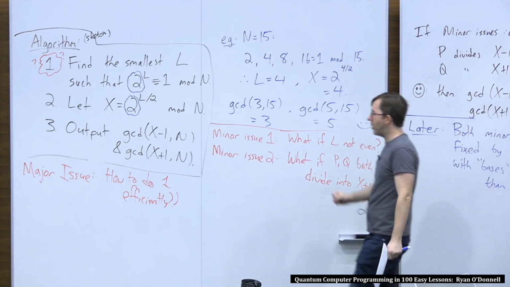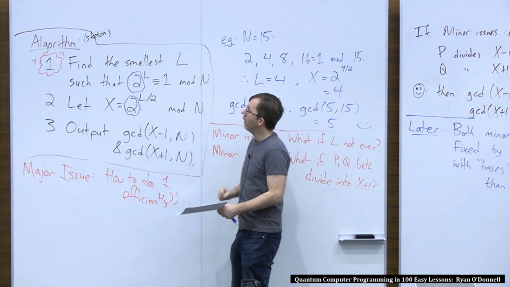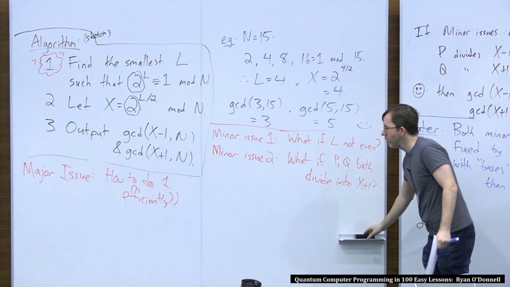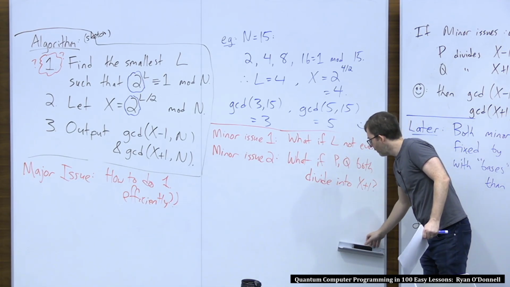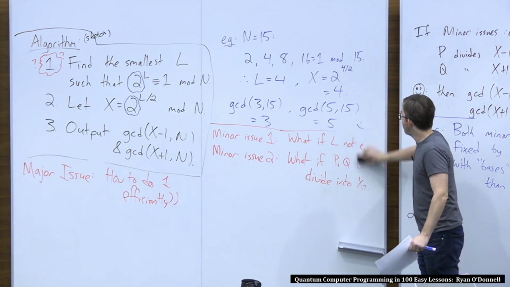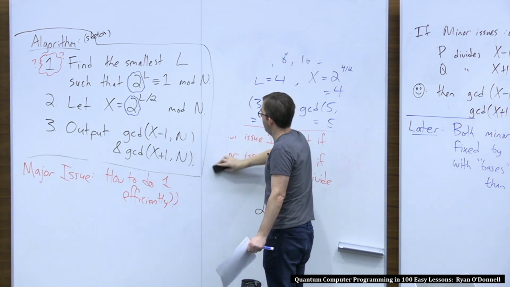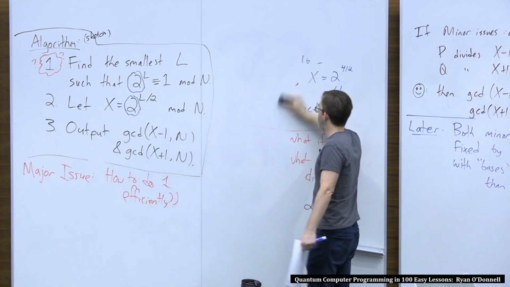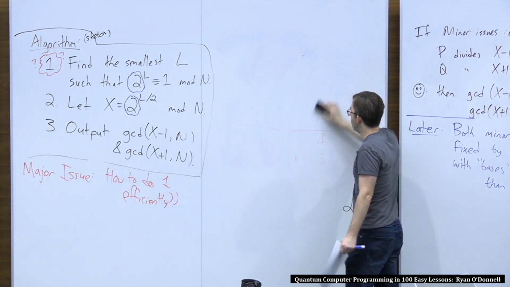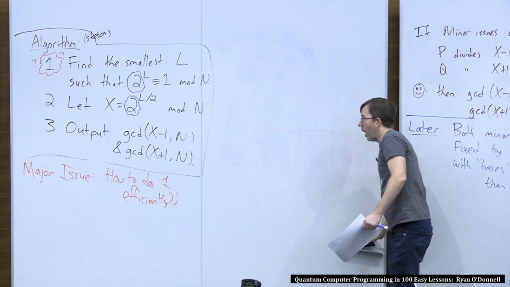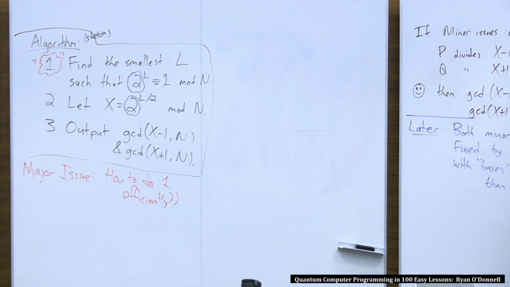So let's get to the major issue, which is this one. Okay, so this is the major issue, and as I mentioned, it's a major issue because this number L, which you're trying to find, the exponent for the smallest power of 2 which is 1 mod n, in itself could be thousands of digits. It turns out it'll be less than N, the number you're trying to factor, but N could be as large as 10 to the 1,000 if there are 1,000-digit numbers.